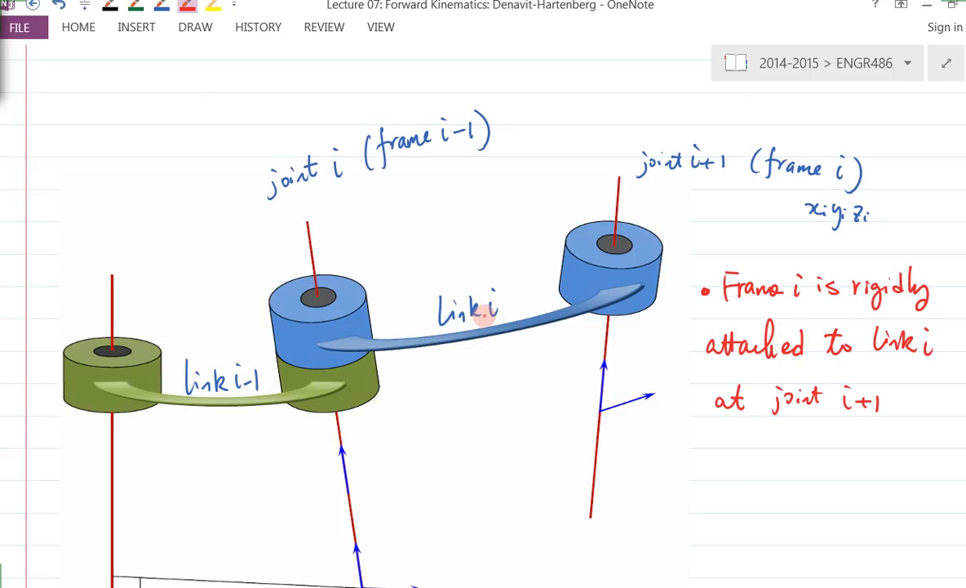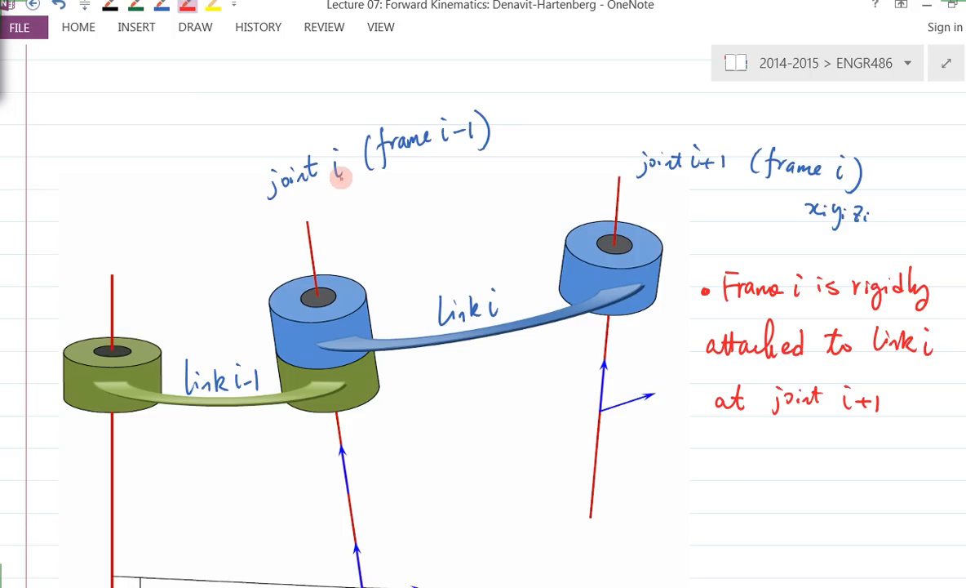By moving which joint? By moving joint i. What else? If I command a motion on joint i plus 1, will link i move, according to the current assignment? No, right? So you're absolutely right.